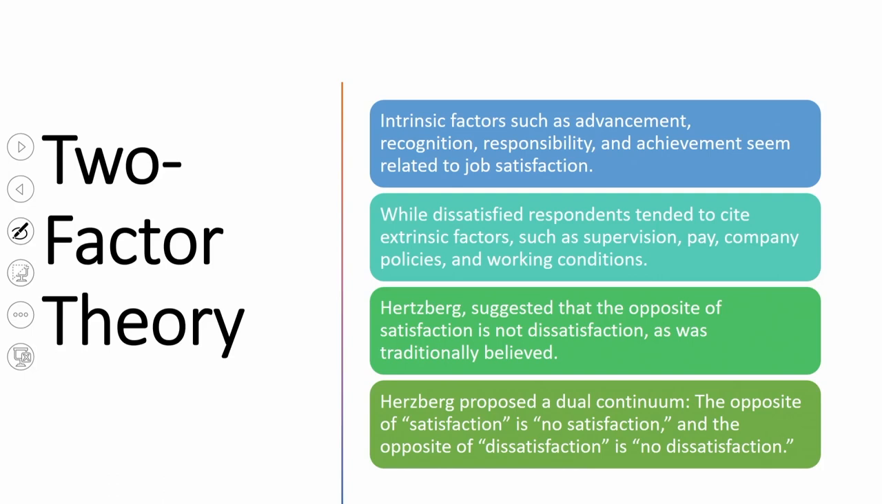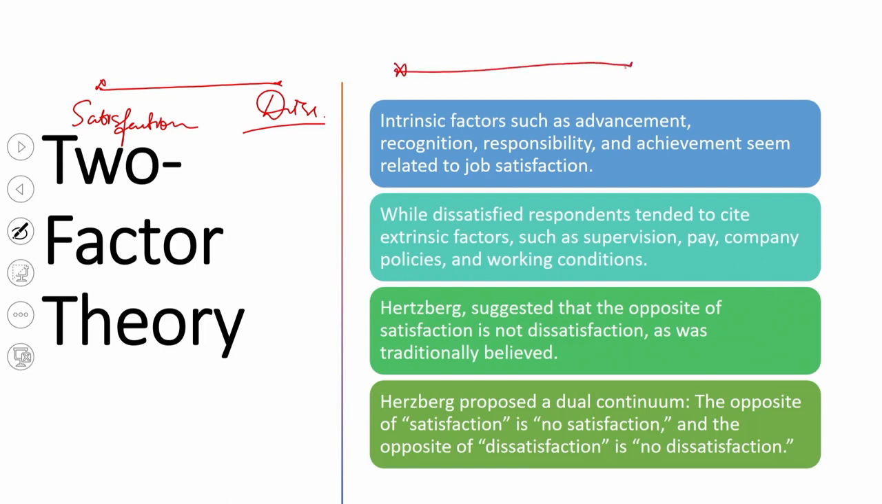Now, Herzberg suggested that the opposite of satisfaction is not dissatisfaction, as was initially believed. So you take a bipolar continuum. Initially it was believed that you have satisfaction and you have dissatisfaction. But what Herzberg has come out with is a different bipolar continuum, where the opposite of satisfaction is no satisfaction. So you are not satisfied does not mean that you are dissatisfied.